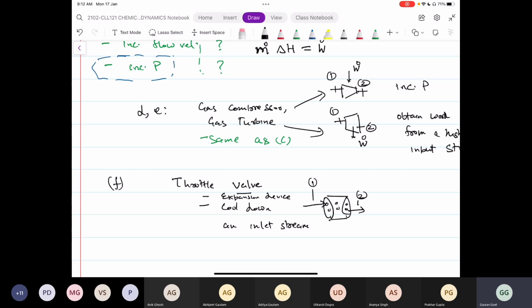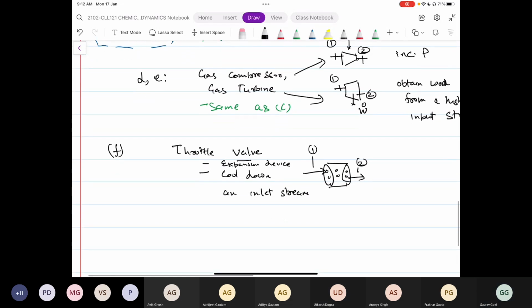So same fluid, same throttle valve, just changing the inlet conditions, you can get very different degrees of cooling. Okay, and again, you will definitely want to insulate this.